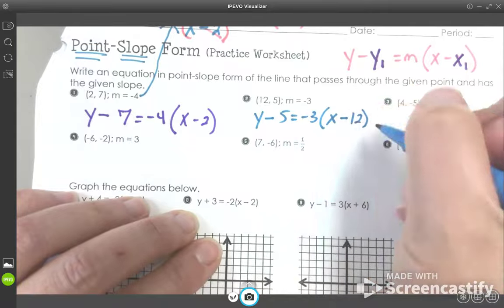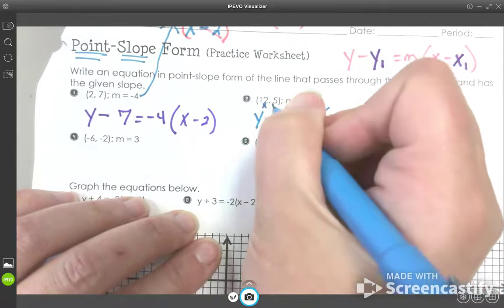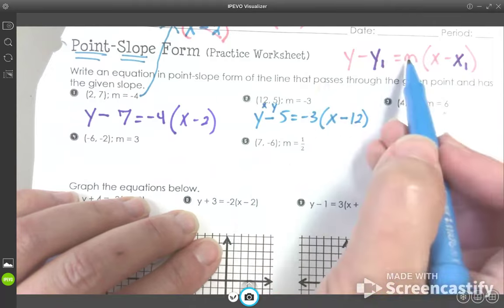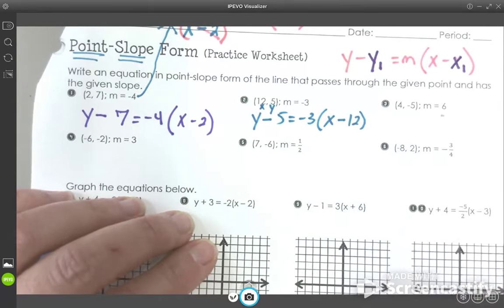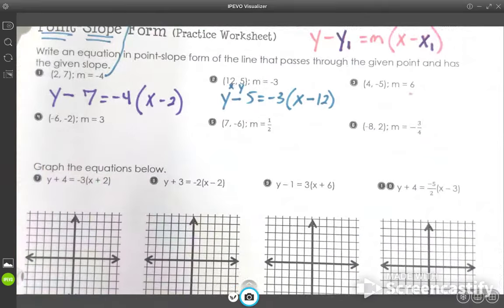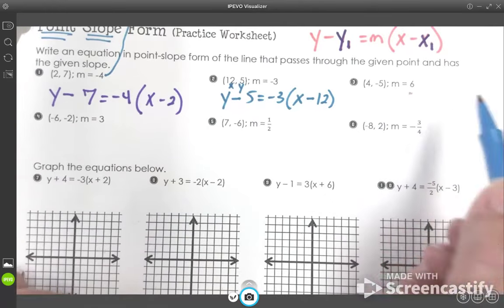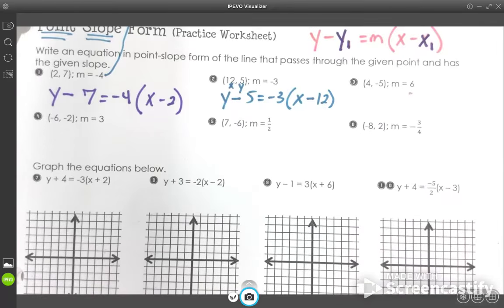And again, if it helps, label it. This is my x, this is my y, my m is my slope that goes in front of the parentheses. Try writing number 3. Something slightly different in number 3, but try not to let it throw you off. So jot down your point-slope formula equation for number 3. Because there's a negative point, there's technically 2 ways you can write it.